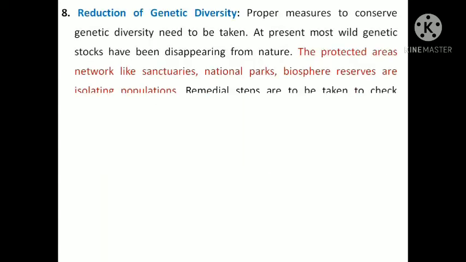Now reduction of genetic resources: measures to conserve genetic resources need to be taken. At present, most wild genetic stocks are disappearing from nature. The protected area network like sanctuaries, national parks, and biosphere reserves are isolating populations. Remedial steps are taken to check the decreasing genetic resources.